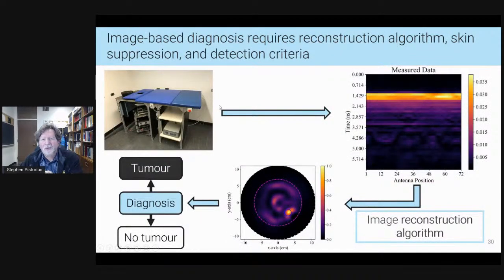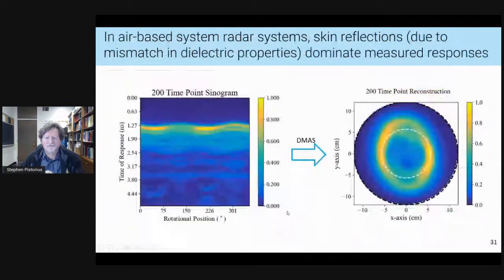And so what we do is we take our data collected here, we turn it into our sinograms, and we carry out this image reconstruction algorithm to obtain the diagnosis. But to do that, we again have a couple of challenges that we face. We not only need this good image reconstruction algorithm, we also need to find a way to suppress the responses from the skin, which can otherwise overshadow the responses from the tumor, particularly if that tumor is superficial. We need to find ways of determining a detection criteria to identify whether a tumor is present or not.